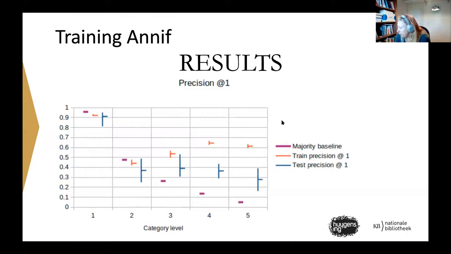And there's also a lot of variance, especially in the test precisions. That's the variance over those tenfold, so you can see that on average is the middle line, but there's a lot of variation in score between the different folds of the data.